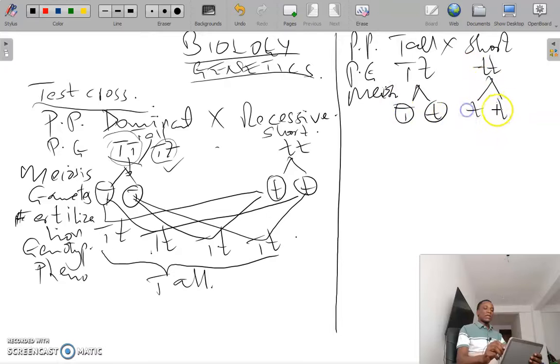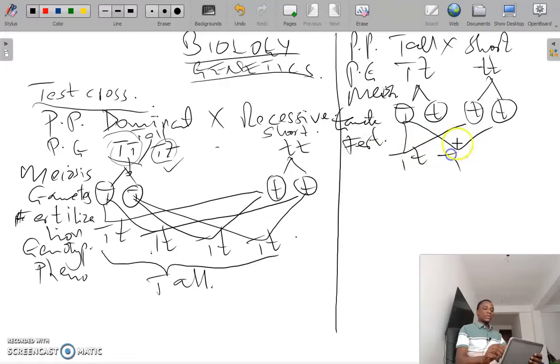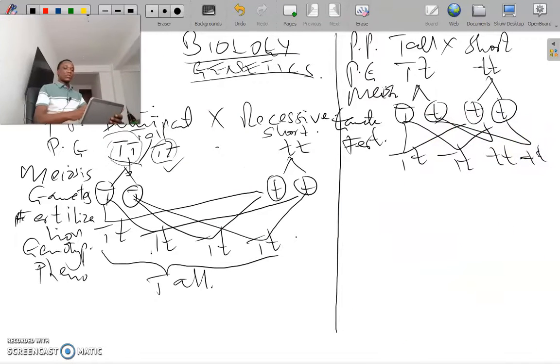The same thing, these will be the gametes. You can label them as gametes. Next is fertilization. During fertilization, any can fertilize the other: capital T small t, then small t with the last one. You'll find that we have two different results in the genotype.